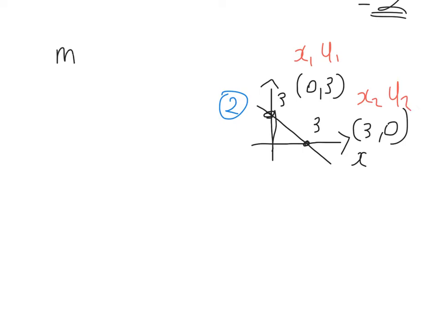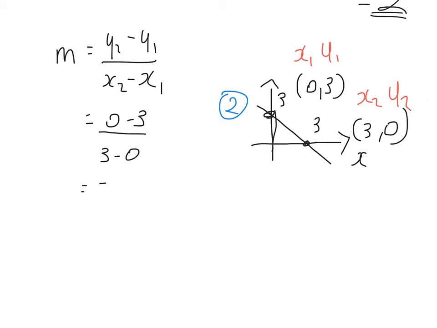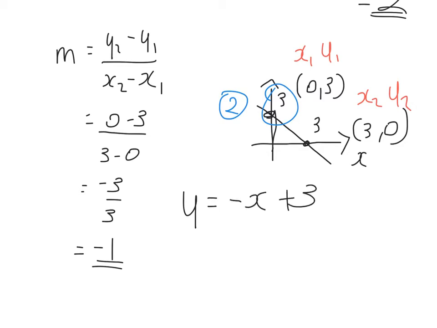The gradient is y2 minus y1 over x2 minus x1. That's 0 minus 3 over 3 minus 0. That's minus 3 over 3, and that simplifies to minus 1. So the gradient is minus 1. I can see that the y-intercept is 3. So y equals mx plus c. y equals minus 1x plus 3.